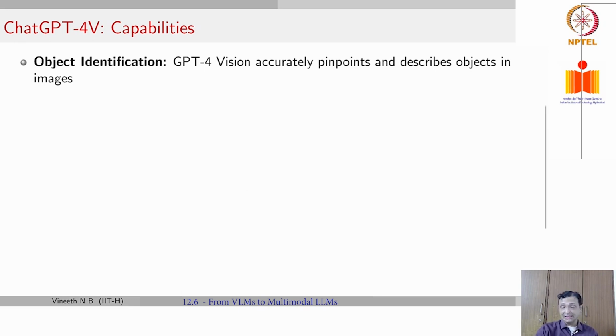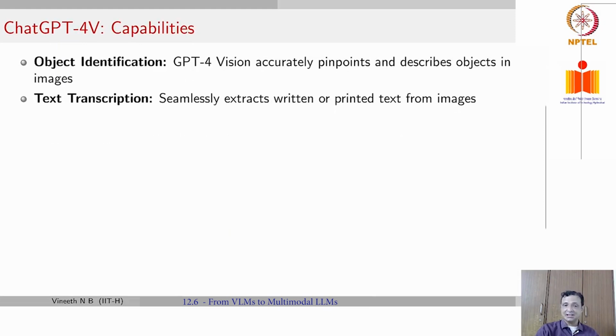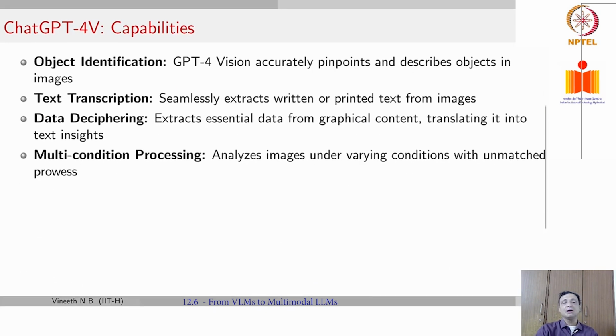ChatGPT 4V has a wide range of capabilities including object identification. The GPT-4V or the Vision variant accurately pinpoints and describes objects and images fairly well. It can do text transcription. It can extract written or printed text from images. It can extract essential data from graphical content to translate it to text insights, like taking graphical data like a bunch of bar charts or graphs and writing down the summary of the bar chart or the graph.